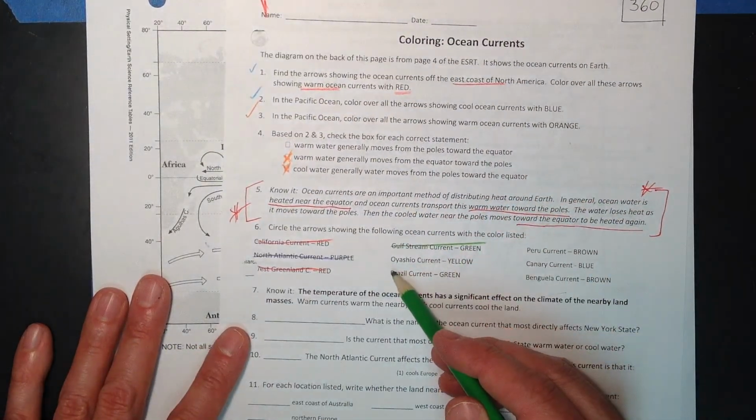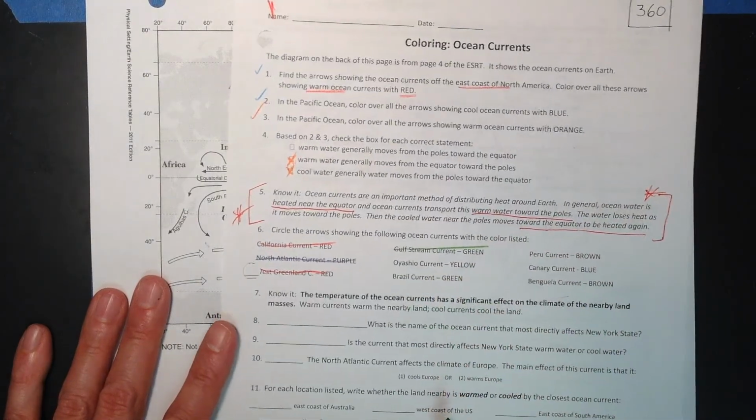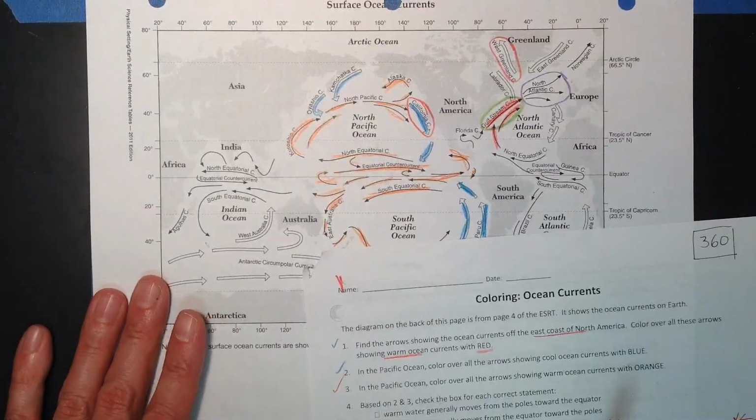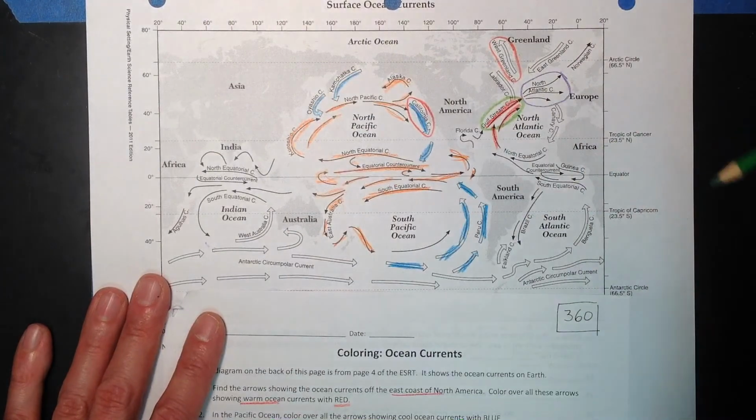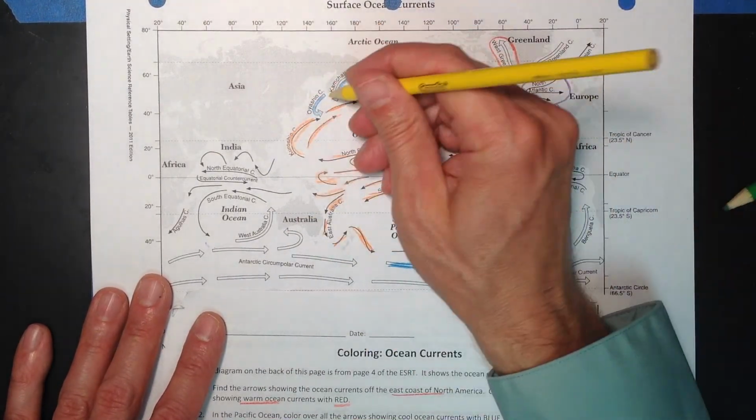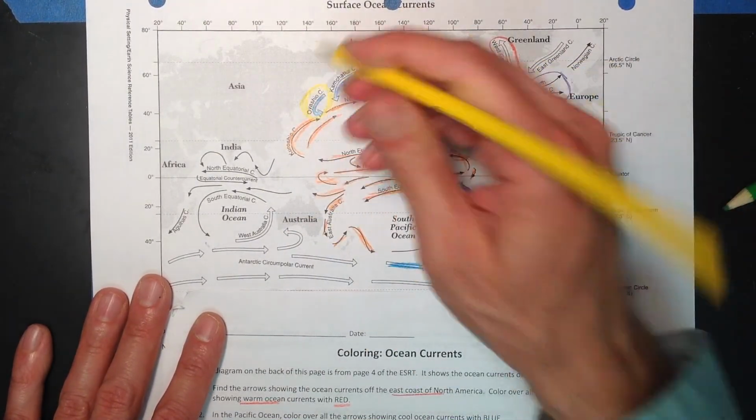This current, the Oyashio Current. I don't even know how to pronounce that, really. And that's going to be yellow. Okay, that's right here. Circle it with yellow. So a lot of this is just looking around for them. Circle that with yellow. A little hard to see.